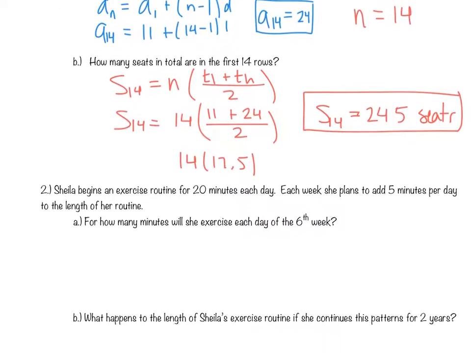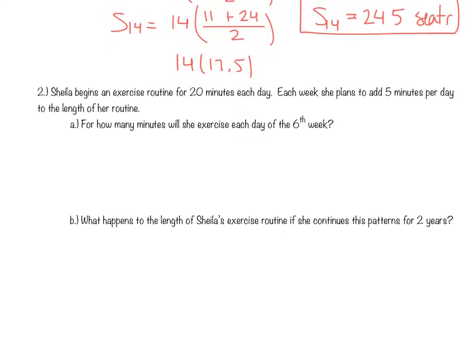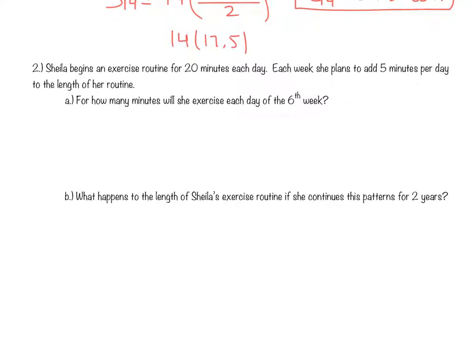similar. Okay. So Sheila begins an exercise routine for 20 minutes each day. Each week, she plans on adding 5 minutes per day to the length of her routine. For how many minutes goes on to ask the question. So a couple things we need to take note of here. She's going to start her routine at 20 minutes each day, and then each week she will add 5 minutes to the daily length of her routine.